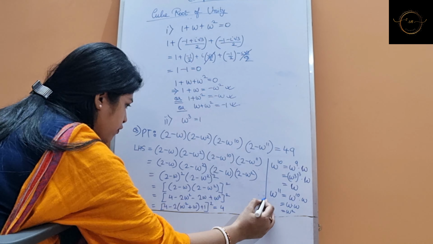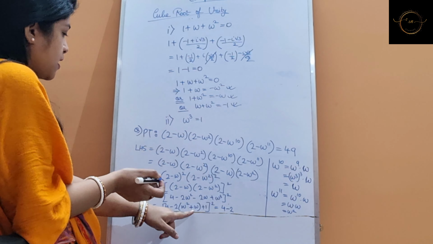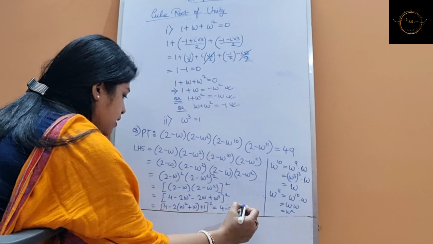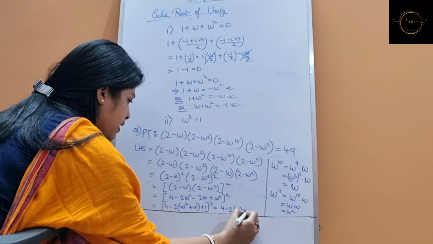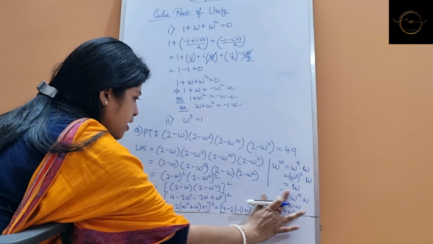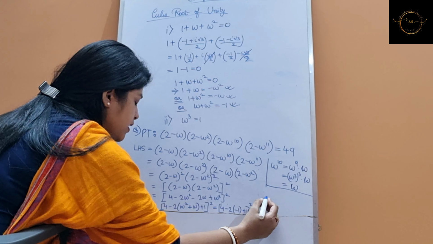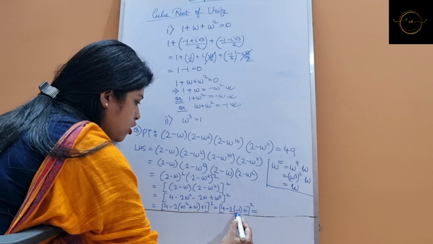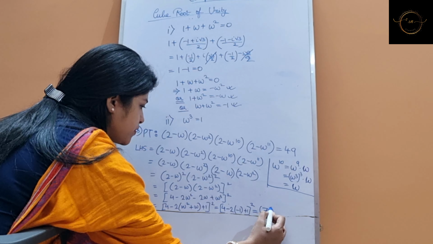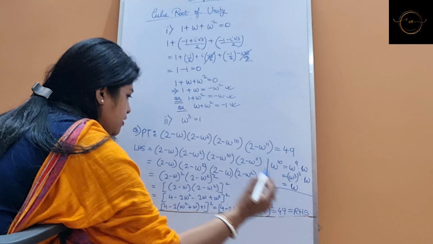This is equal to 4 minus... what is the w square plus w value? W square plus w value is minus 1. So this will be minus 1 plus 1 whole square. So this will come how much? 4 plus 2 plus 1, so 4, 5, 6, 7. It's coming 7 square, that is equal to 49, and that is your RHS.